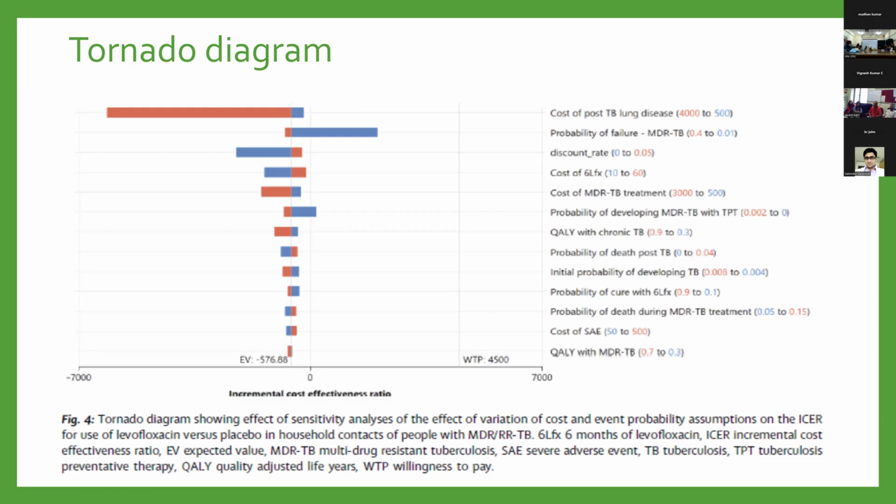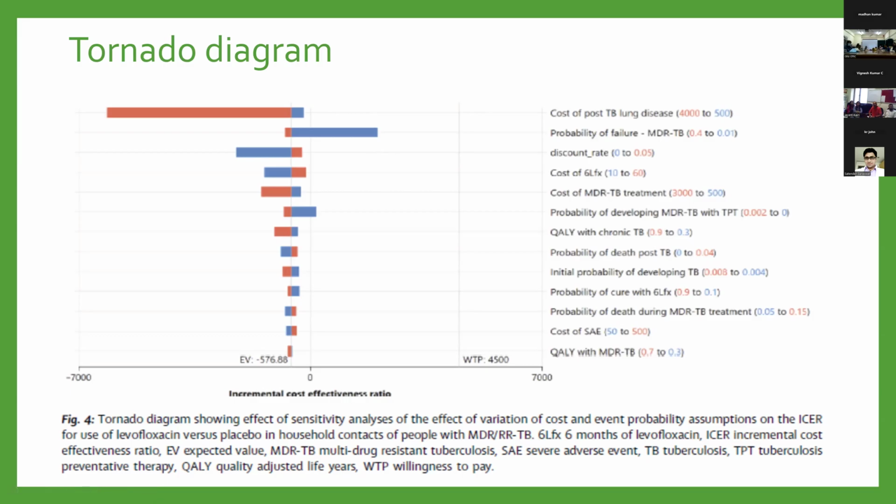And you can save a lot of that cost by giving levoflox and preventing MDR in the first place. So if you must see for your situation, how do I reduce that part? Or if there's something which moves the other way, let's see probability of failure. Suppose the probability of failure, I want to keep it so that it never crosses that 4,500. So if the probability of failure increases in some place, then we may have a trouble.